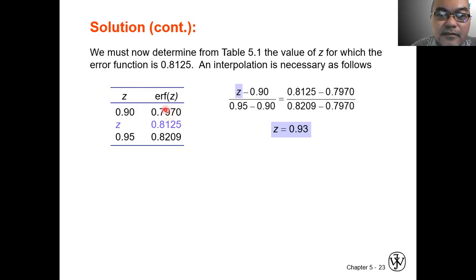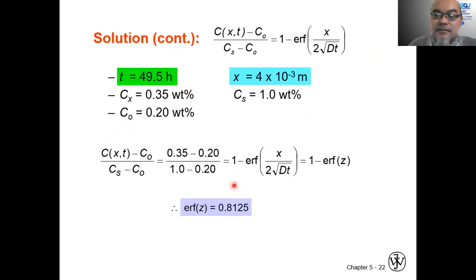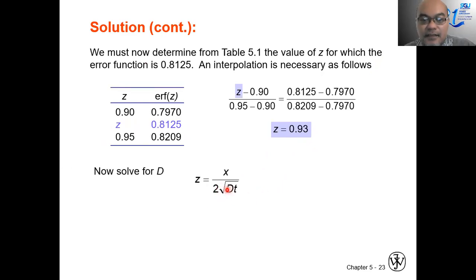The error function is what is being written in the table, this value and this value, while the given value from the calculation earlier is 0.8125. So now we have to estimate this value Z. We can use interpolation, from which we obtain Z equals more or less 0.93. And this 0.93 equals the value of X divided by 2 square root of Dt.